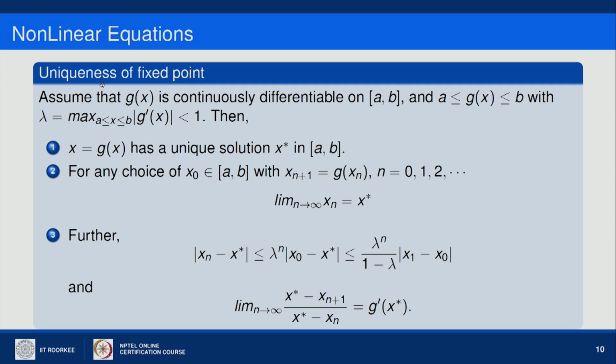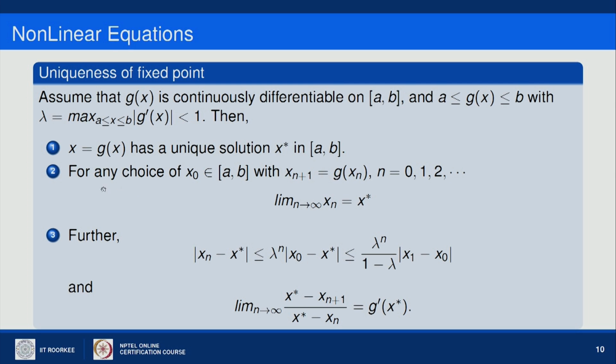Moreover, we have a condition on the uniqueness of the fixed point. Assume that g is continuously differentiable on a closed interval a to b, and the range of g lies in the closed interval a to b, with lambda, the maximum value of |g prime x| for all x belonging to a to b, being less than 1. Then x equals g of x has a unique solution x star in a b, that is, the fixed point will be unique in this particular interval a to b.